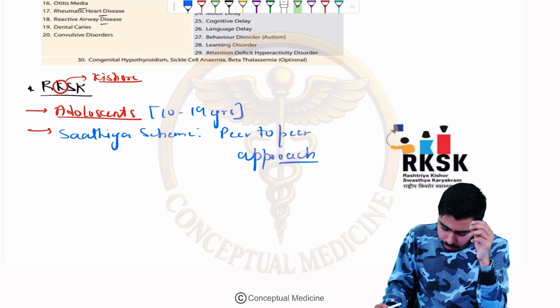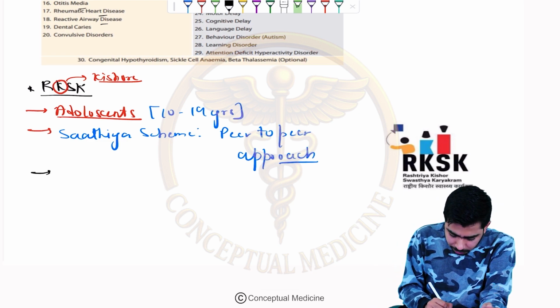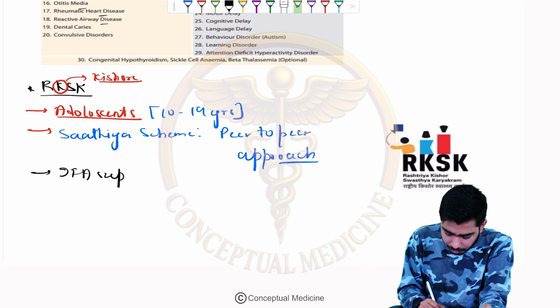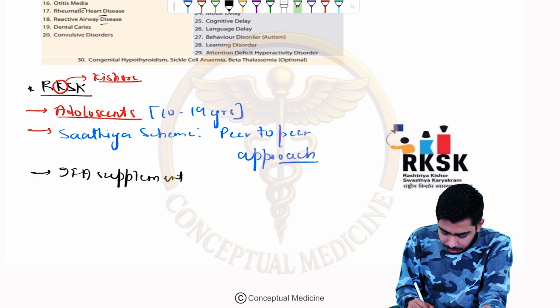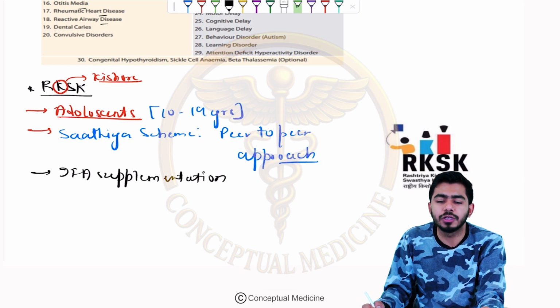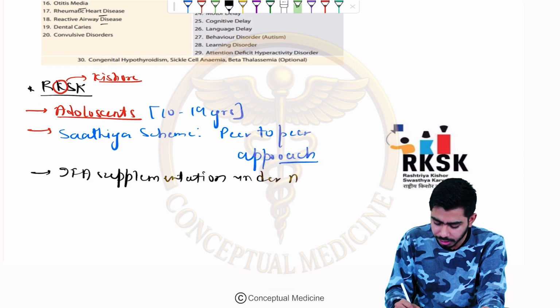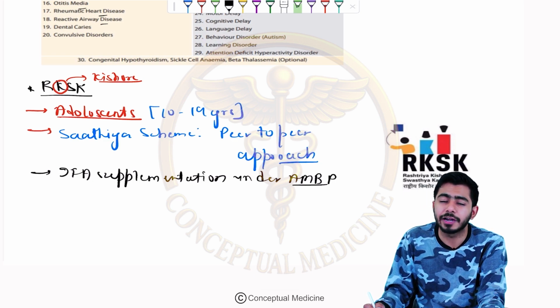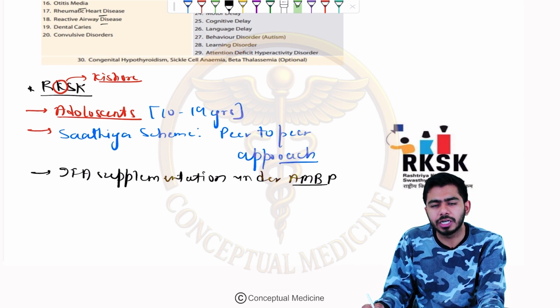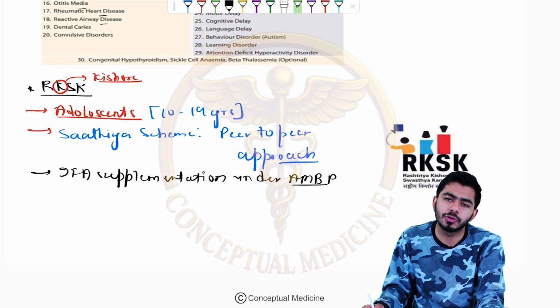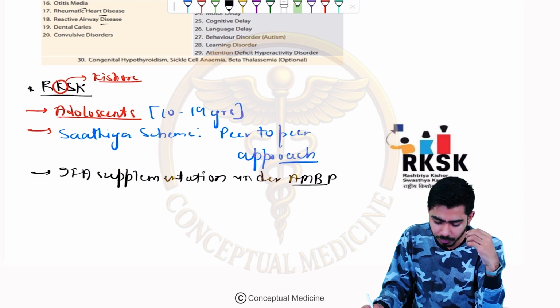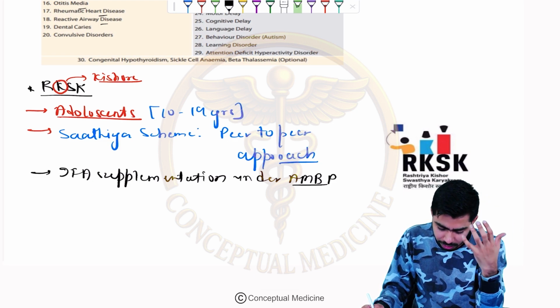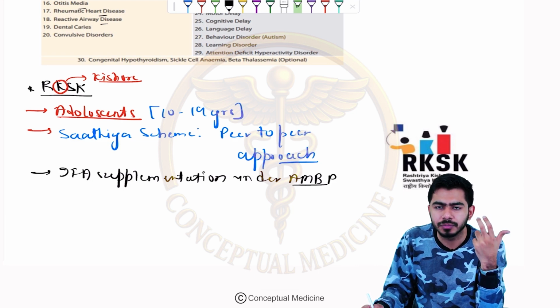Now under this one, just remember that iron folic acid supplementation is also provided. We have studied that iron folic acid supplementation is provided under the Anemia Mukt Bharat program, AMBP. I told you there about iron folic acid supplementation and deworming as well. For the detailed purpose you should refer to that chapter. But iron folic acid supplementation under the AMB scheme is also covered under this particular Rashtriya Kishore Swasthya Karyakram.